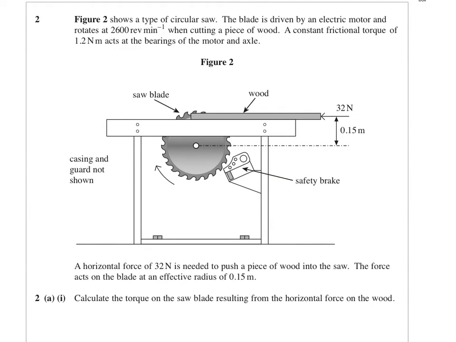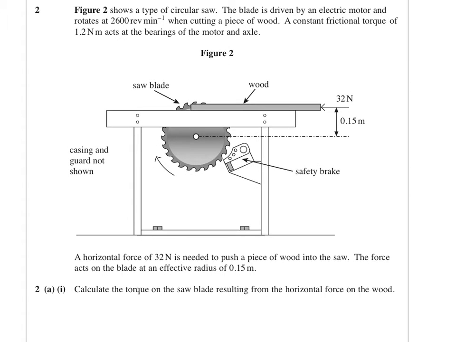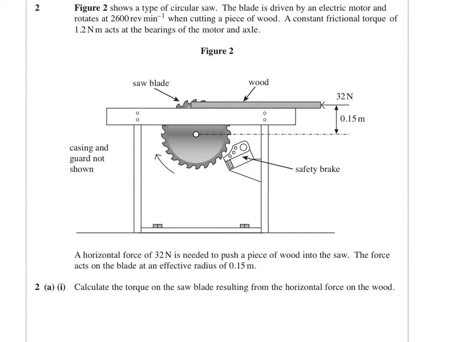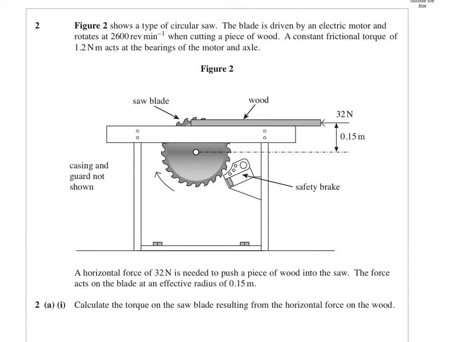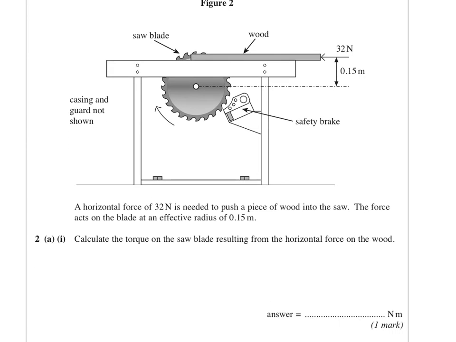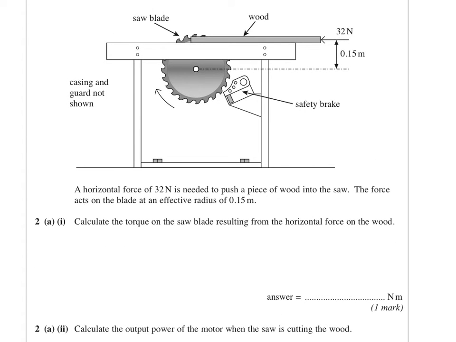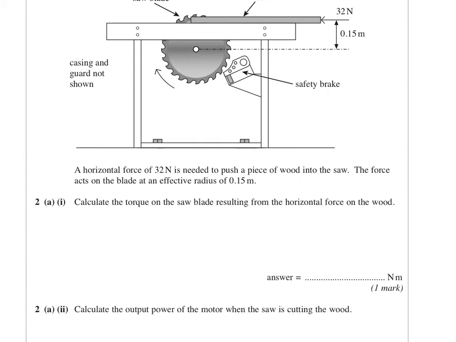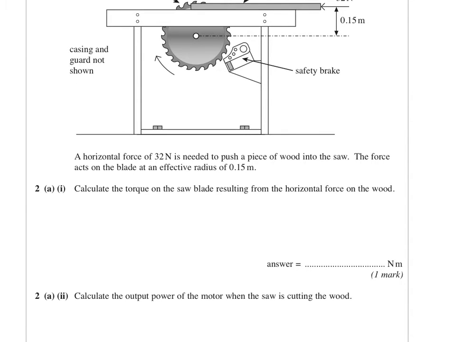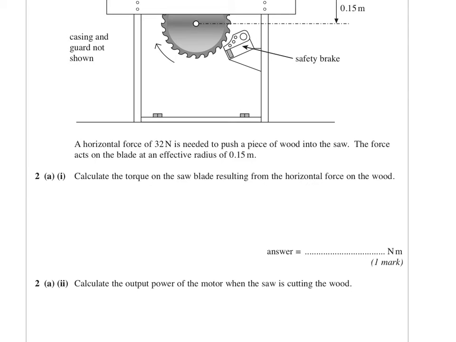Alright, so for question 2, we've got a circular saw, and it's rotating at 2600 revolutions per minute, against a frictional torque of 1.2 newton meters acting from the bearings. The horizontal force of 32 newtons is needed to push the piece of wood into the saw. The force acts on the blade at an effective radius of 0.15 meters. Calculate torque on the saw blade resulting from the horizontal force.